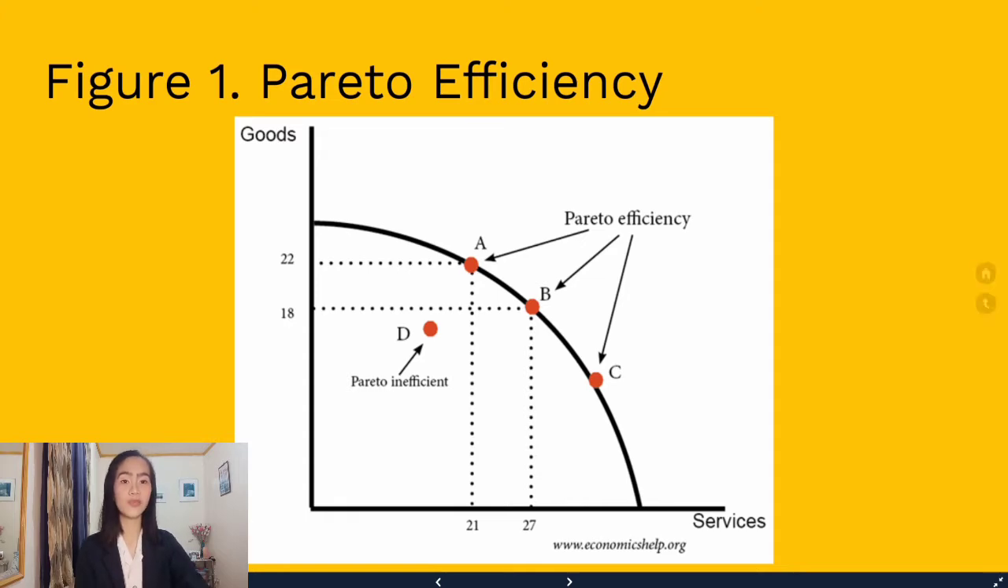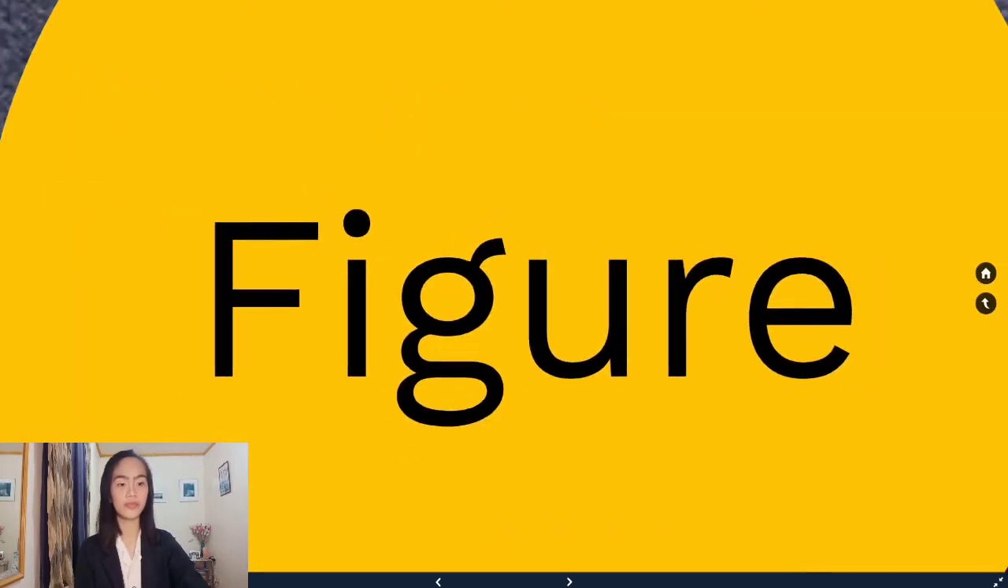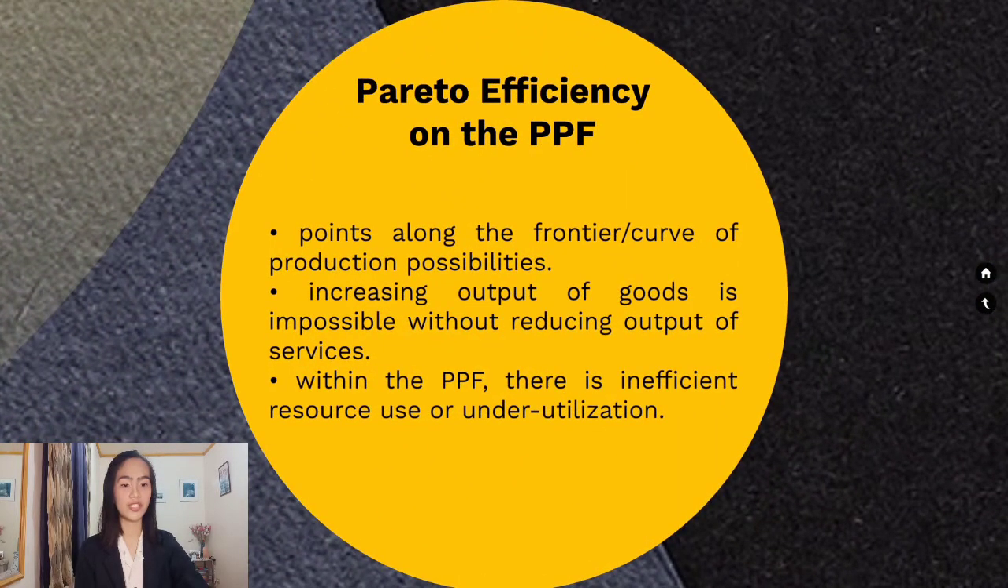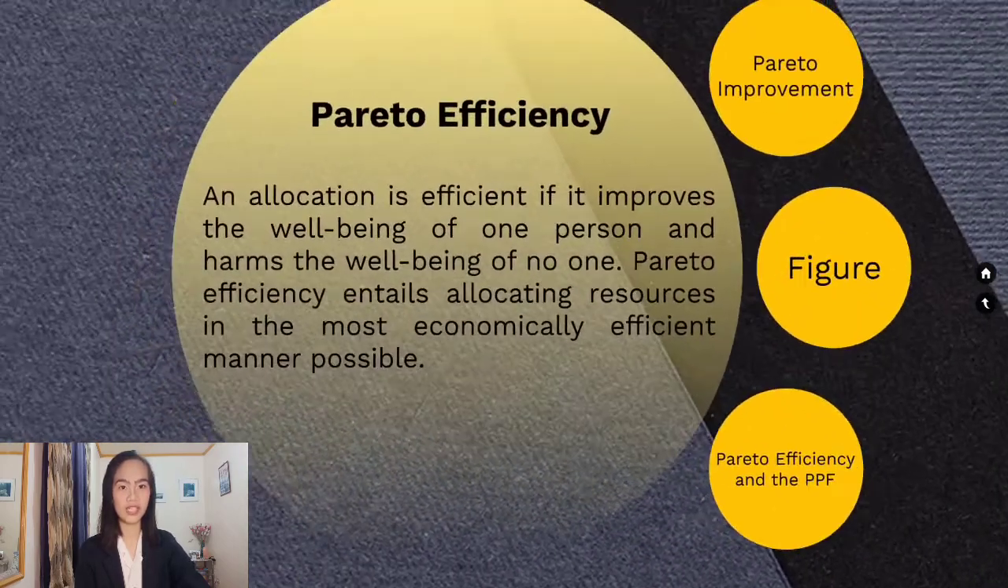Okay, to summarize the Pareto efficiency figure, the points along the frontier or curve of production possibilities are called Pareto efficient. Increasing output of goods is impossible without reducing output of services. Within the PPF, there is inefficient resource use or underutilization, just like point D in the figure. That is Pareto inefficient.